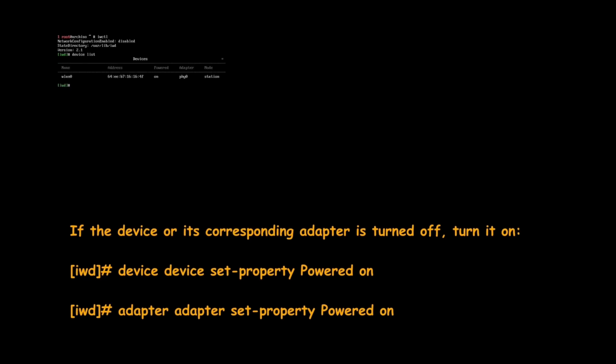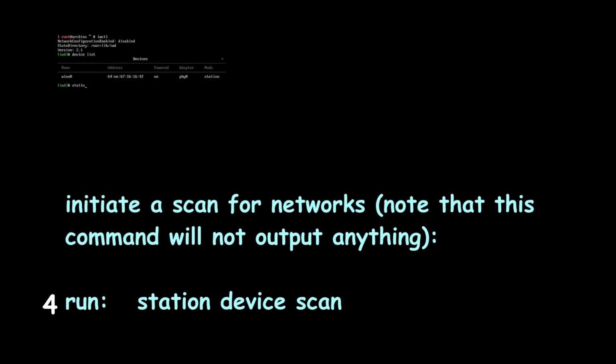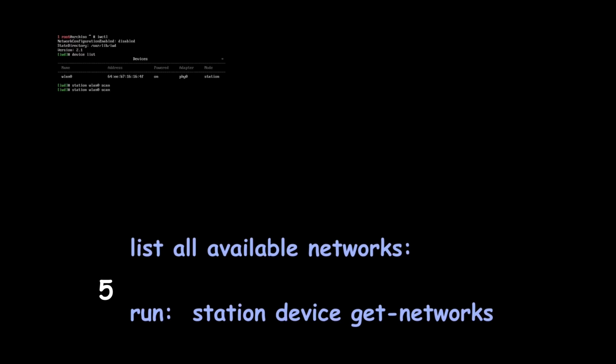When I say device, in this case it's wlan0. You can see up here where it says powered, it says on. So you just missed the note there that said what to do if it does say off. So you're going to run station wlan0 scan, and then the next thing is station, and then the device, in this case wlan0, get-networks.